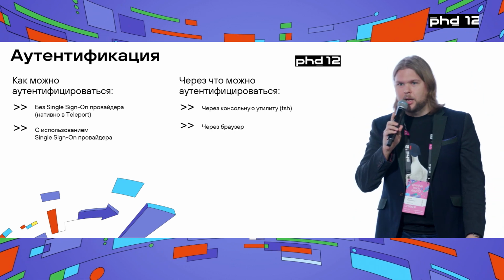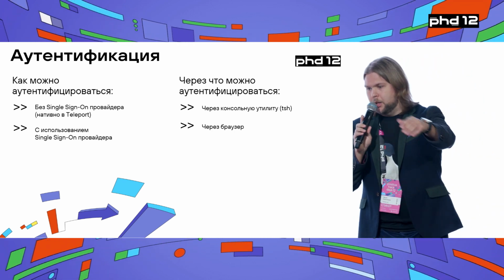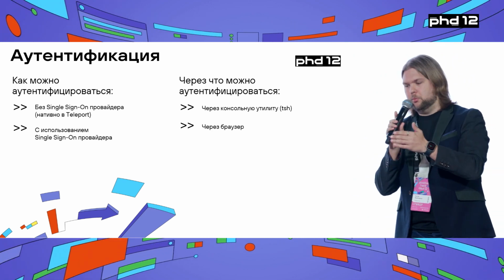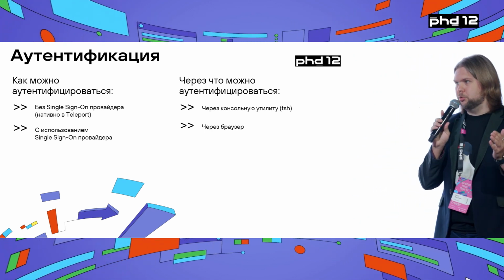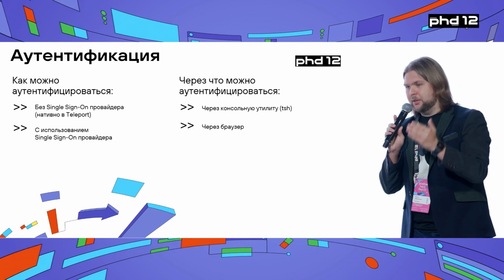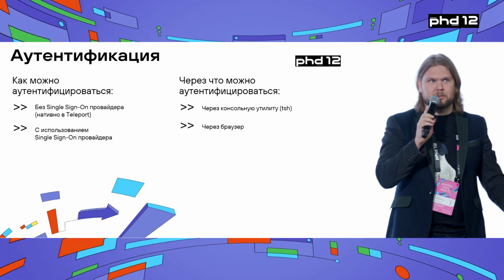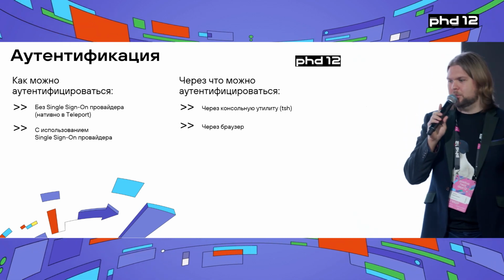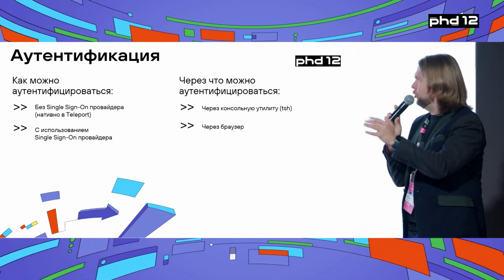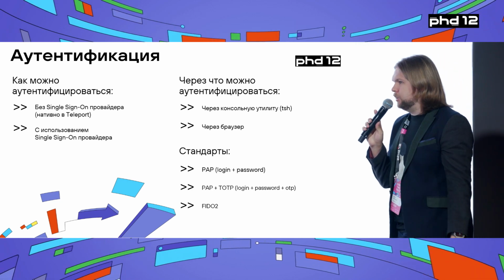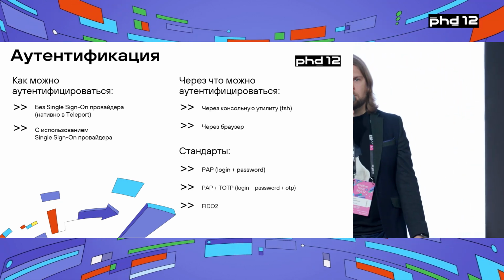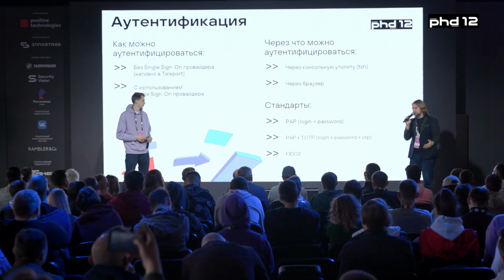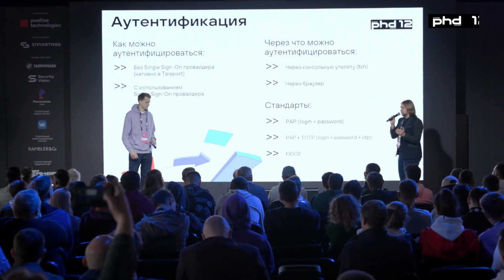The second question I'd like to address is how you can actually get authenticated. In essence, there are two options. The first option, which is quite obvious, you can use the console utility SSH. The second, you can do that via browser. Teleport allows you to enter Linux infrastructure through the browser. And the third question that could be addressed is what standards are being used in order to authenticate in Teleport.